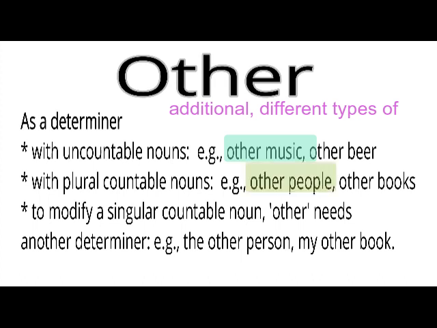Other cannot modify a single countable noun by itself. To do that, it needs another determiner in front of it. For example, the other person, my other book.